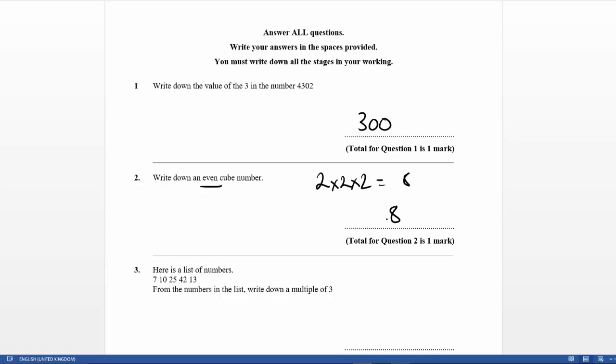Number 3, it says here is a list of numbers 7, 10, 25, 42 and 13. Find the number in the list and write down a multiple of 3. So 7 is not a multiple of 3, 10 isn't, 25 isn't, and 13 isn't. So the answer is 42.